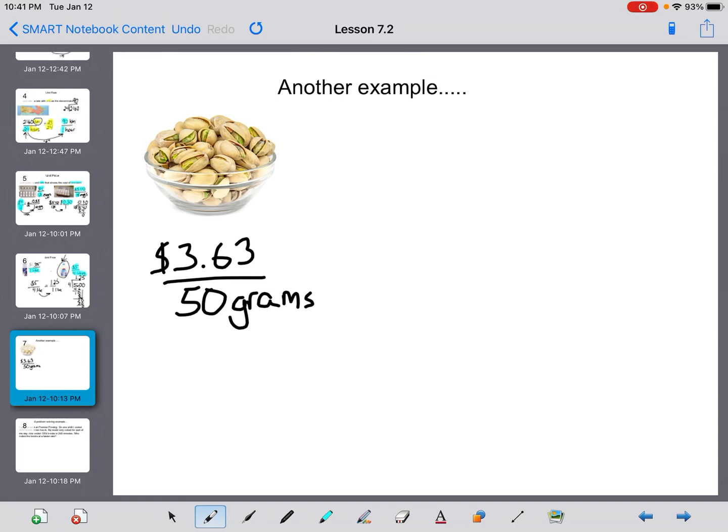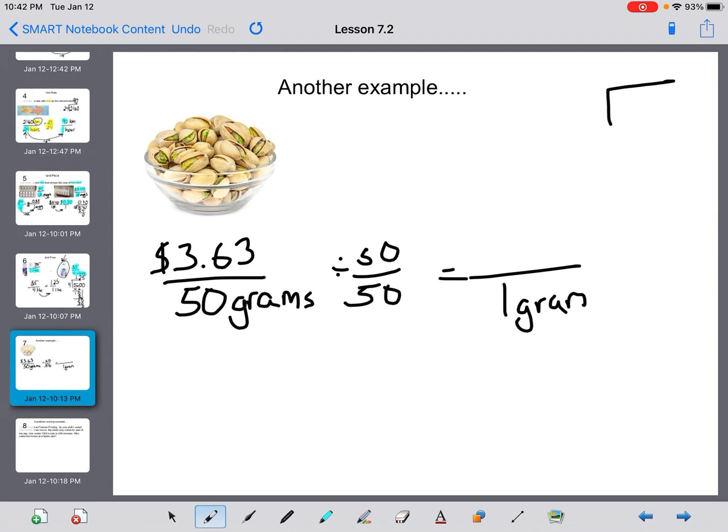So I want to figure out the unit rate for this one where I'd have to shell my own pistachios. So what I'm going to do is I'm going to divide by 50 on the top and divide by 50 on the bottom because I want that denominator of 1 gram. So let's see if I can squeeze in my long division here. Number on top goes in the box. Now I place my decimal.